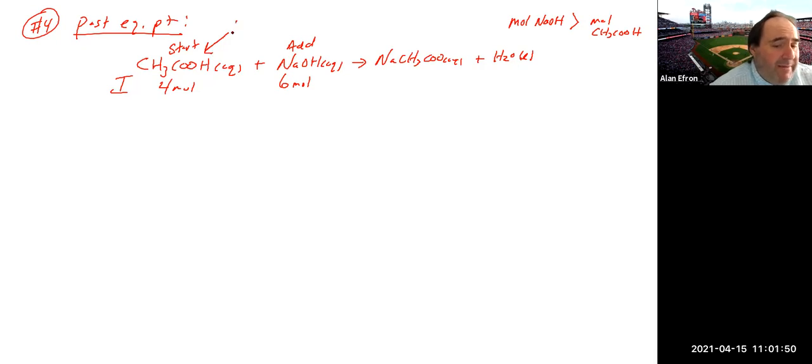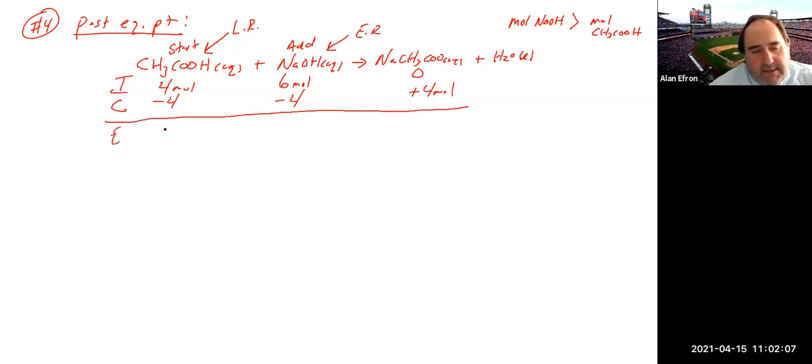My acid now becomes my limiting reagent. My base becomes my excess reagent. And that's really going to affect the change part. Again, you can't have negative numbers, so always go with the smaller number. So we're going to do this. That means nothing there, 2 moles there, and 4 moles here. Again, as we've been talking about a number of times today, we want to make sure we convert these back to molarity.